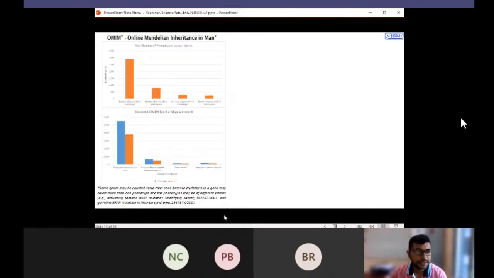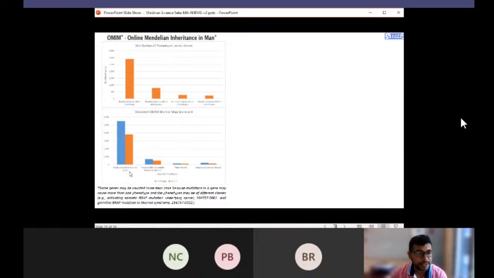So if we look at this distribution of phenotypes across genes, we can see that the maximum in OMIM is the number of genes with one phenotype. That is one gene, one phenotype, okay? But there are genes with two phenotypes, three phenotypes, or more than four phenotypes. And that is basically depicted here also.